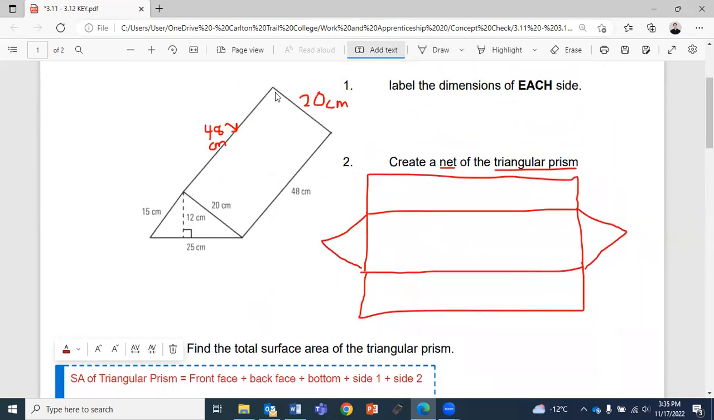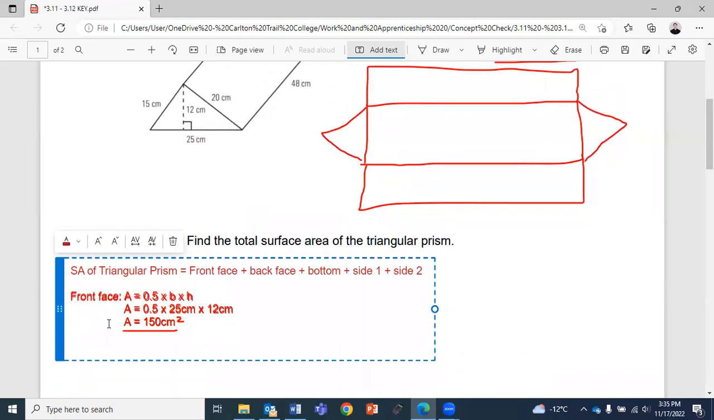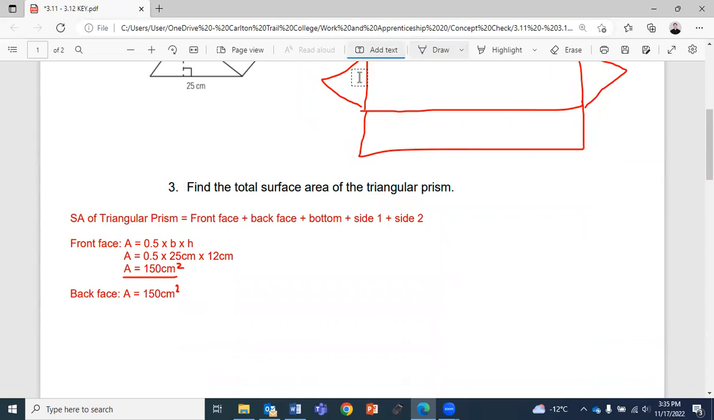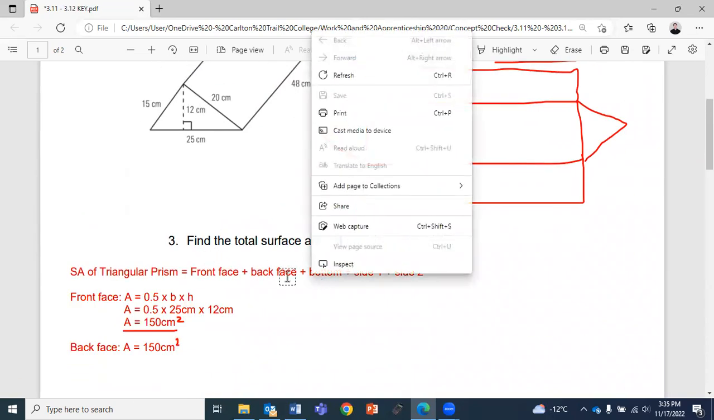What about my back face here? It's invisible, but I know that it's going to have this same length, this same base, and the same height. So the back face is going to be the exact same as the front face. I'm just going to put A equals 150 centimeters squared because it's the same thing, right? Why do more work if I don't have to? Okay, so let's keep going.